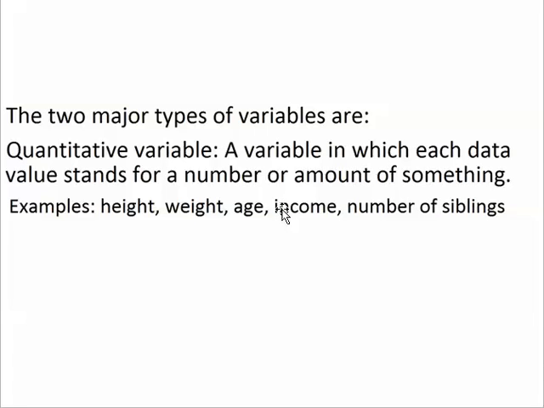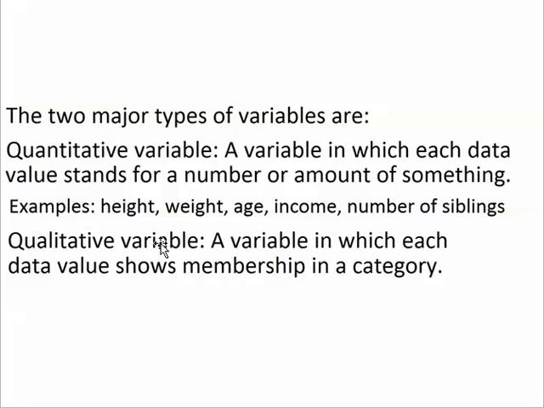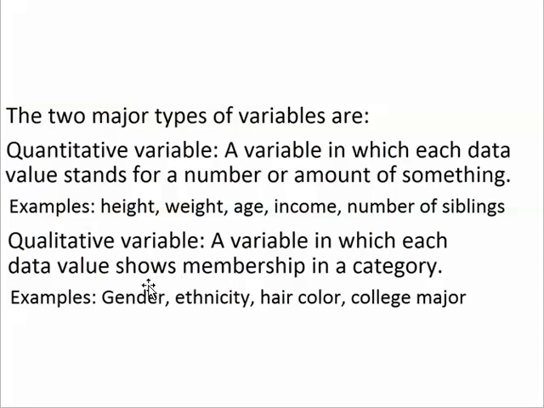The opposite of a quantitative variable is a qualitative variable. A qualitative variable is a variable in which each data value shows membership in a category. Here are some examples of qualitative variables. There's no such thing as an amount of gender. If a person tells me that he is a male, then that just means that the person is a member of a certain category of people.